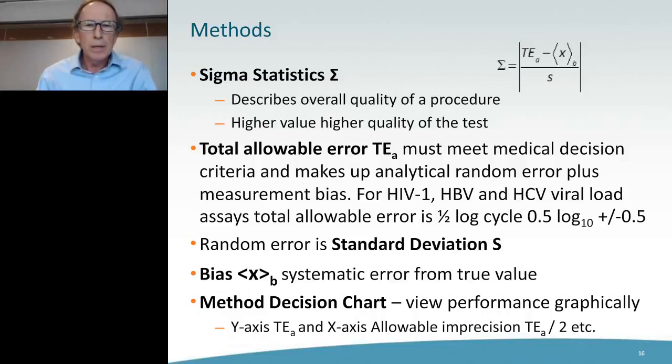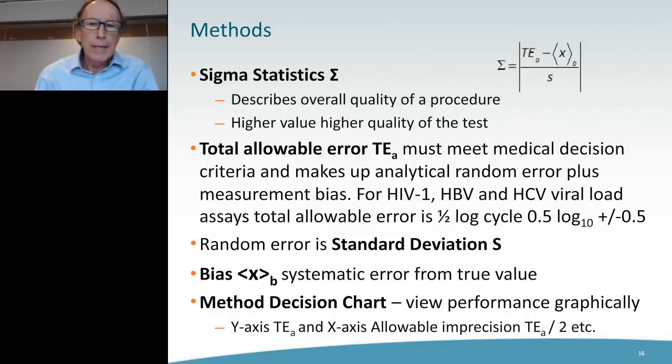So the sigma statistic, as shown here, sigma, you can see the equation. Its purpose is to describe the overall quality of the entire procedure. So again, the higher the value, the higher the quality of the test. So a sigma 6 is super, and a sigma 2 is not so good.